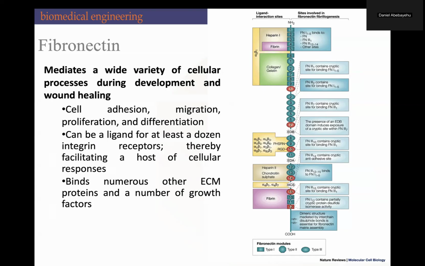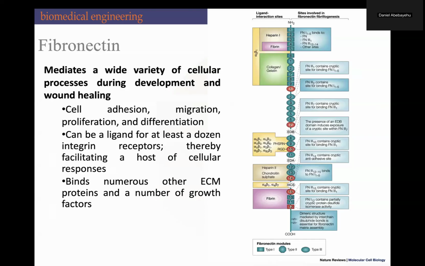Fibronectin can be a ligand for, we talked about integrins last class, integrins are the receptors on cells for ECM proteins. So fibronectin can bind to integrins on cells, in particular fibroblasts, again, because they secrete fibronectin and they also exist in the connective tissue ECM where fibronectin is found. And so fibronectin can really dictate a lot of functions of fibroblasts.